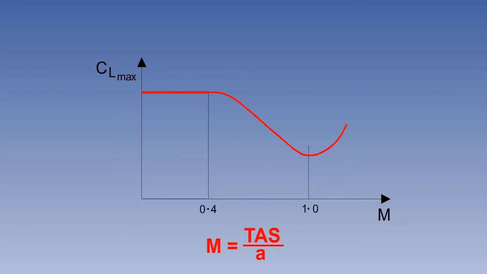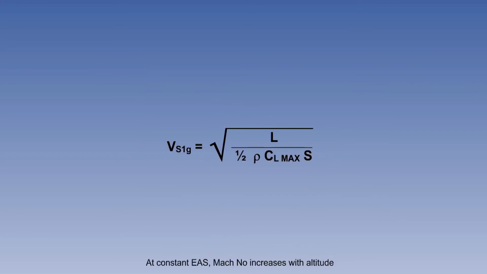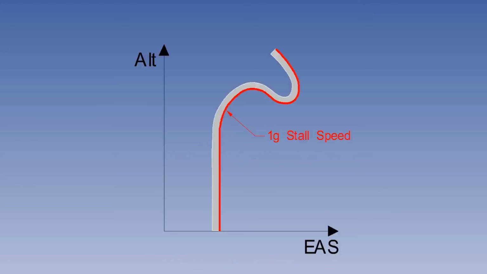Mach number is proportional to TAS and inversely proportional to the local speed of sound, or A. As an equation, M equals TAS over A. At a constant EAS, Mach number will increase with altitude. The graph now on the screen shows the variation of stalling speed with altitude at a constant load factor.